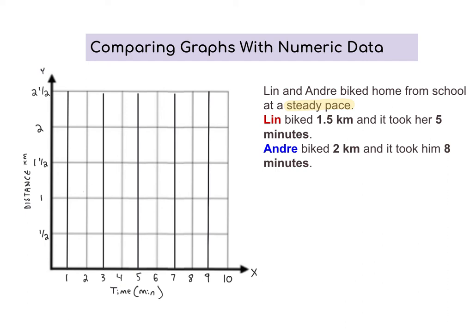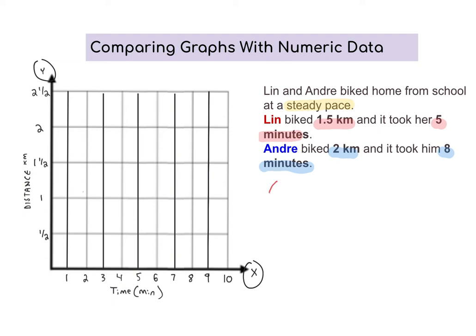So we have Lynn biking 1.5 kilometers, and it took her 5 minutes. So I always highlight any number because that is what we will be working with. And Andre was able to bike 2 kilometers in 8 minutes. So what we have there are a couple of rates. And since we see on our graph here that time is x, right there, and distance is y right there, I'm going to go ahead and make some coordinate pairs for Lynn and Andre.